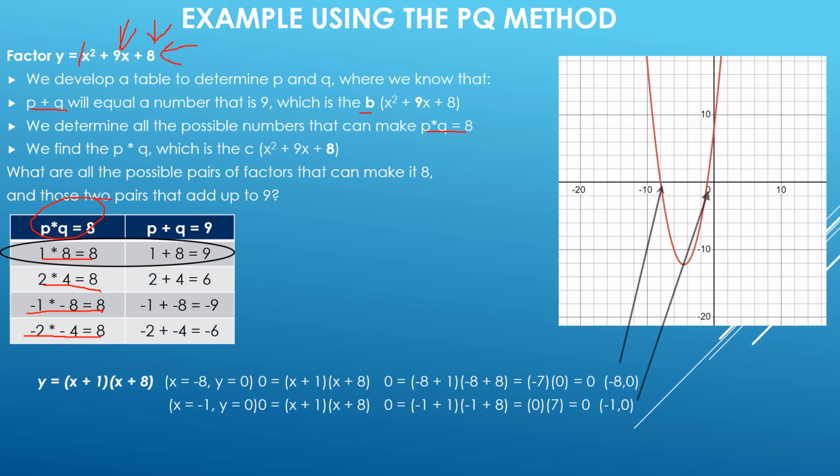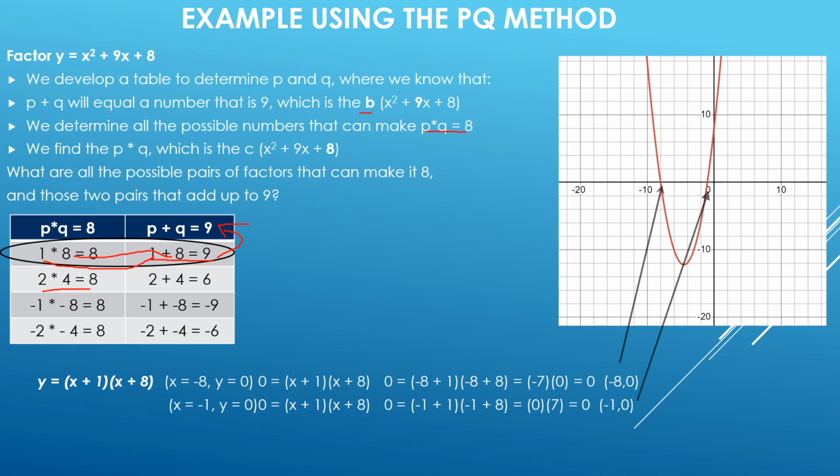What I want to do next, and I'm going to erase all this here so it's easier to read, I want to determine my p plus q. Now, which is it? I'm going to take my 1 from here and my 8, and I add them together. 1 plus 8 is 9, and actually that matches that.